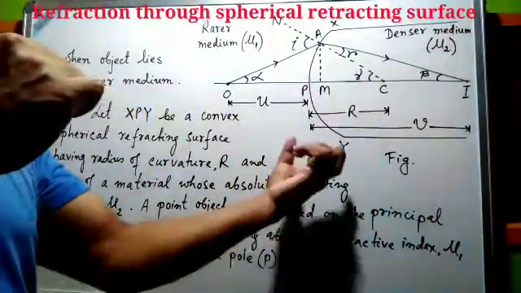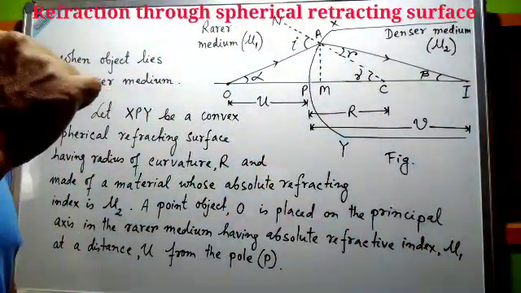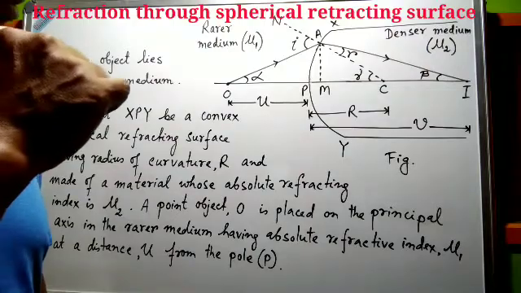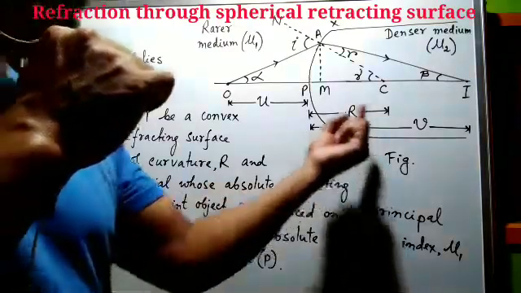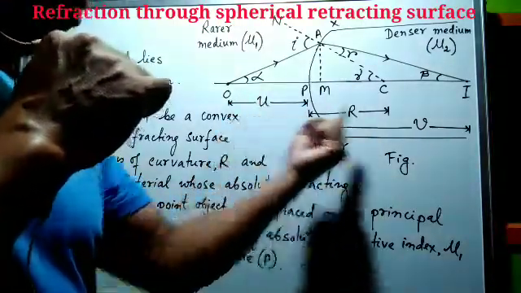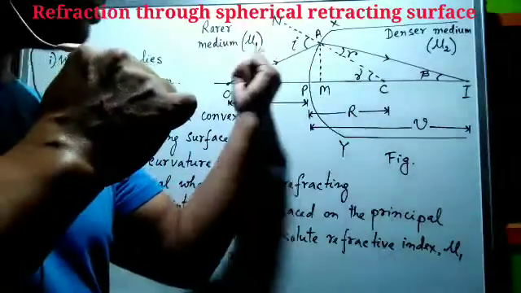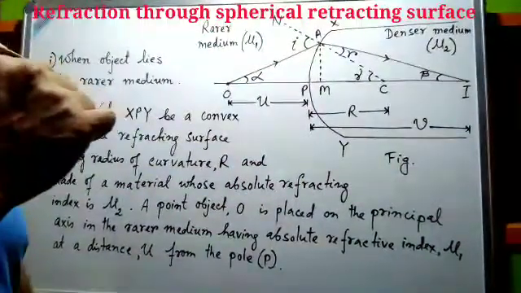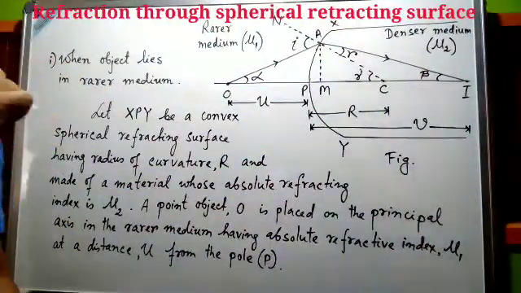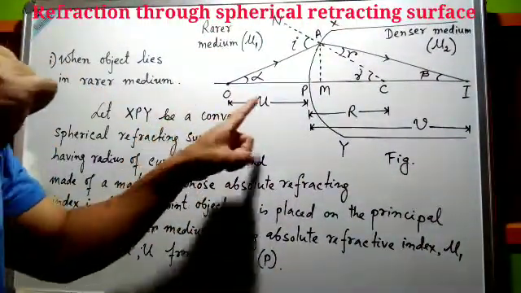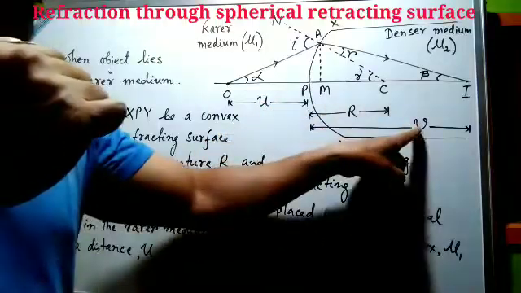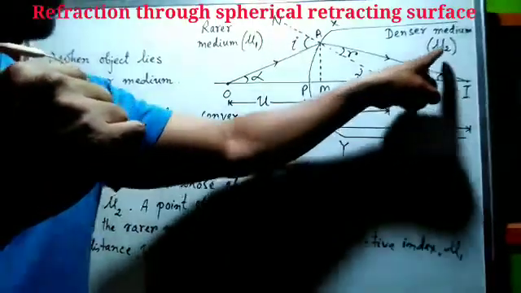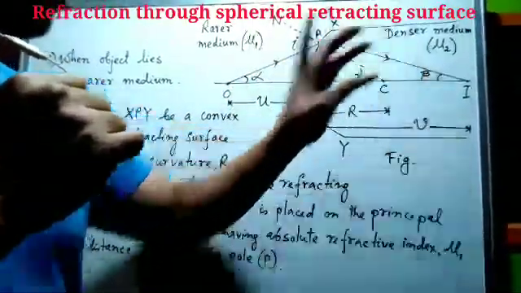So from this figure we have to derive a formula between U, B, R, mu1 and mu2.